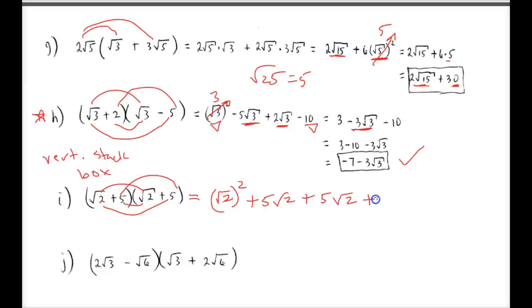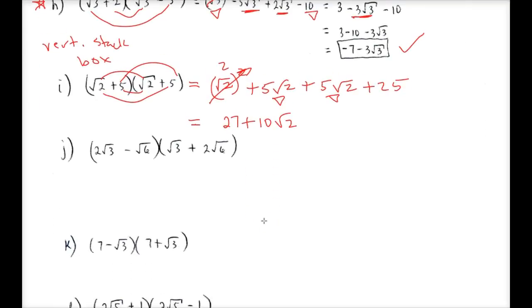So 5 times 5 is 25. These 2 terms are alike, so 5 plus 5 is 10. So we know that the middle term here will be 10 square root of 2. Square root of 2 squared is just 2. So we see that 2 plus 25 would be 27, and 5 square root of 2 plus 5 square root of 2 would be 10 times square root of 2. And that will be our final answer there.